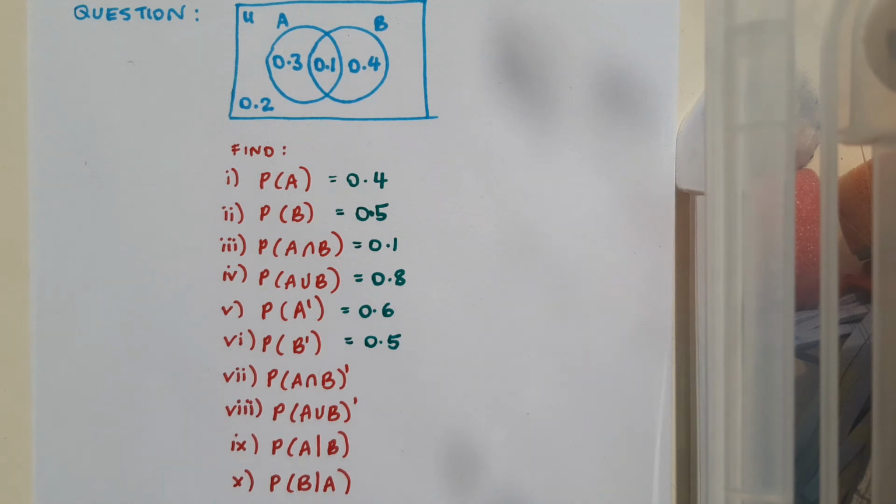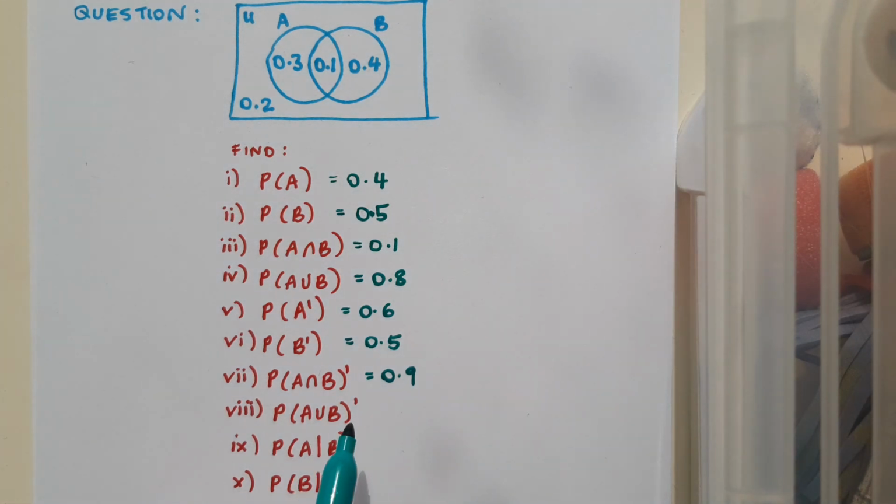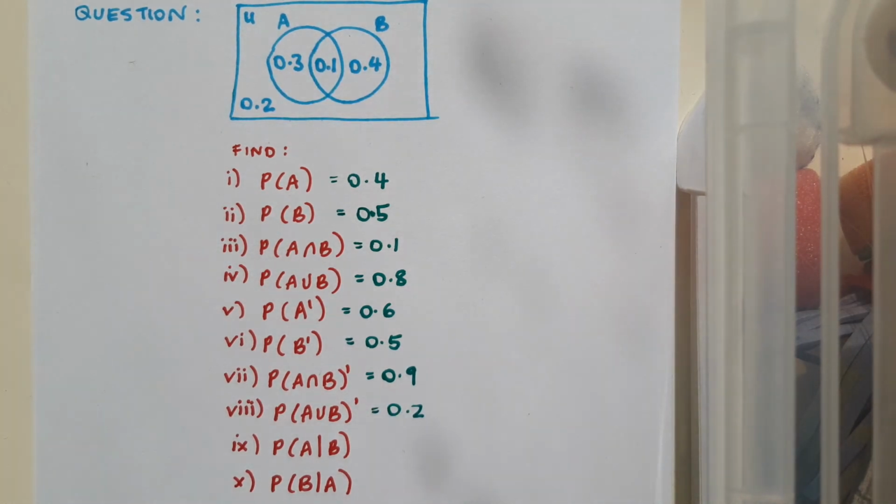The next one's a complement still, probability of A intersection B complement. That means everything outside of A intersection B, so I'll just cover that part, and the regions that I can still see make up my answer. In this case, that's going to be 0.9. In the next one, I want to find the probability of A union B complement. Don't worry, that little dash there is the complement. And so I'm going to cover over all of A union B, and whatever is still visible makes my answer, in this case 0.2.